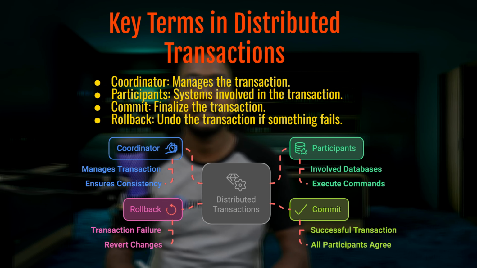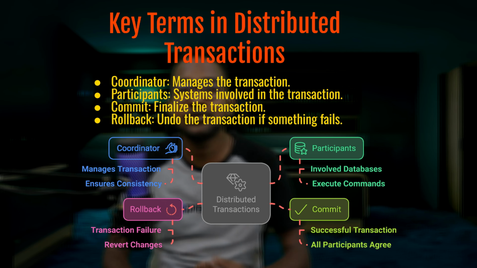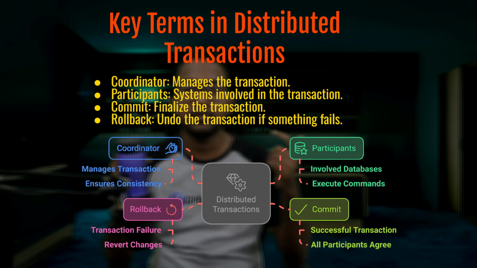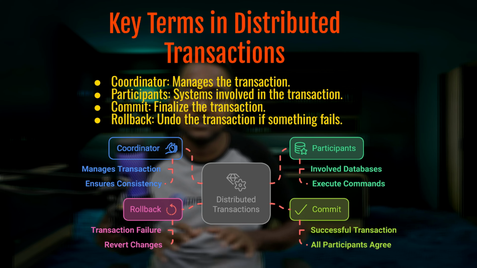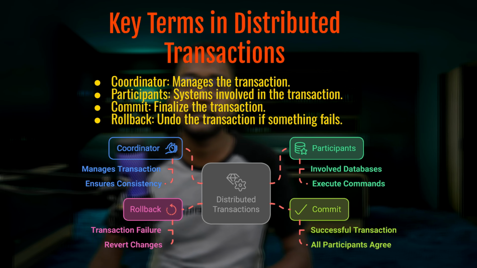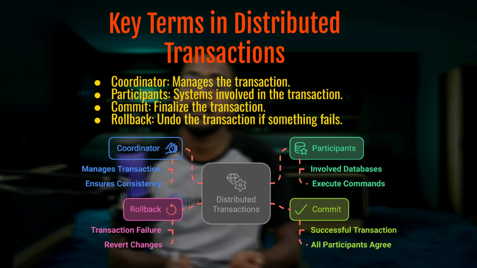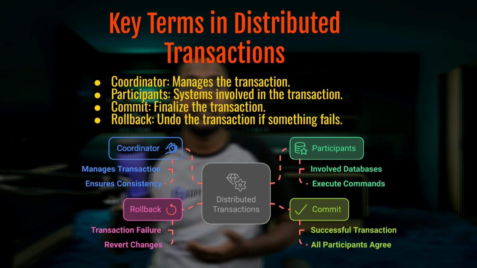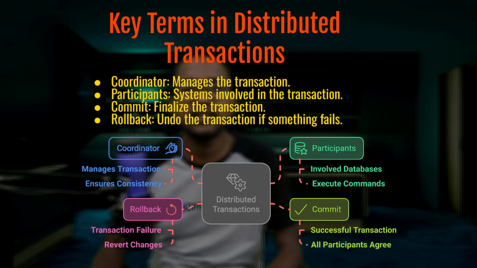Coordinator is basically the manager of the transaction. Its job is to oversee the entire process and communicate with all the participants involved. Think of it like a project manager who ensures that everyone is on the same page. The coordinator is responsible for initiating the transaction, checking if all the participants are ready to commit, and finalizing the process by either confirming the commit or initiating a rollback if something goes wrong.